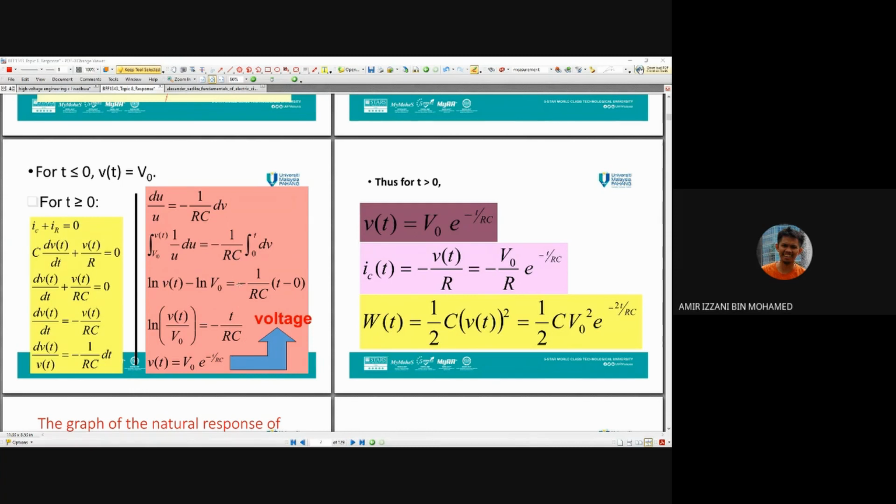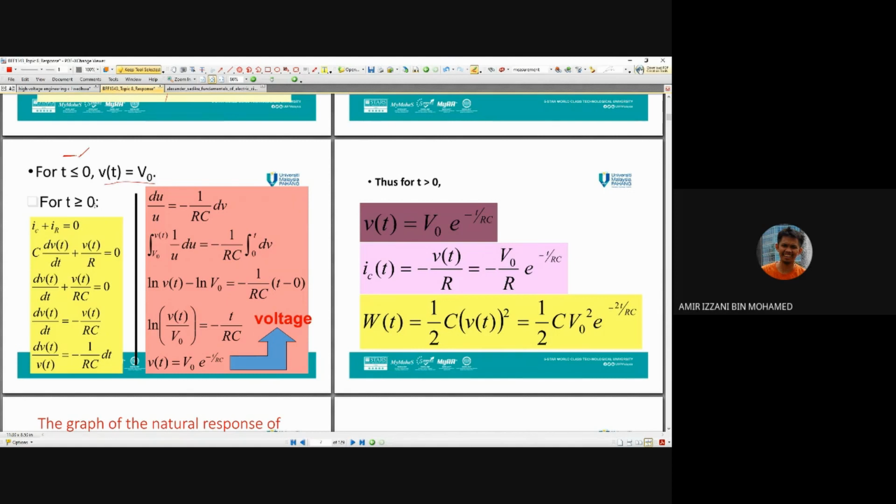Okay, let's take a look. What happened to the voltage and current of this RC natural response circuit for t less than 0? Remember, the switch is connected before 0 and open at 0. Let's consider the initial voltage is V naught. This is the initial voltage, V(t) equals V naught.